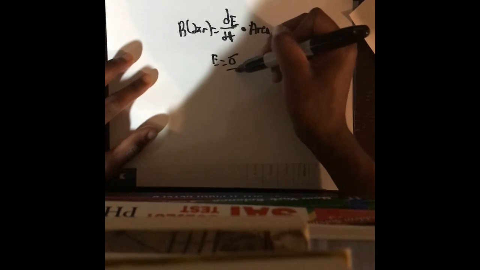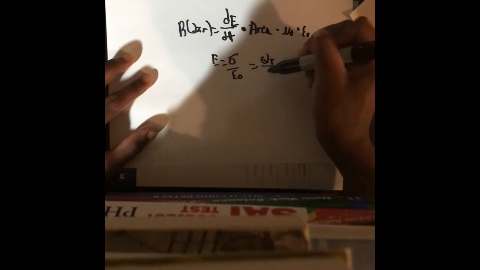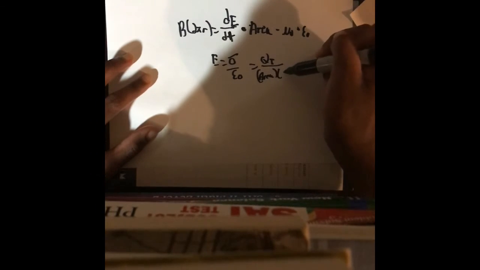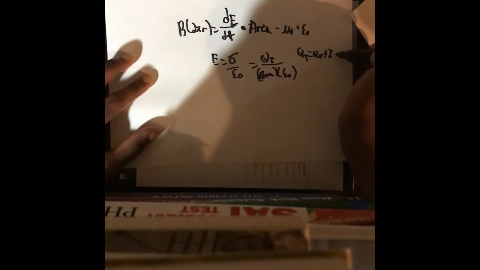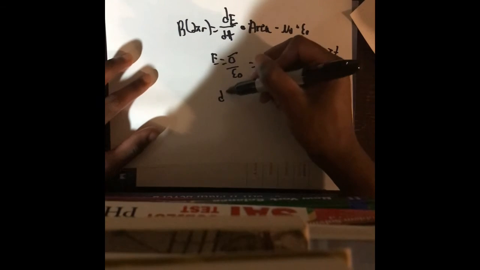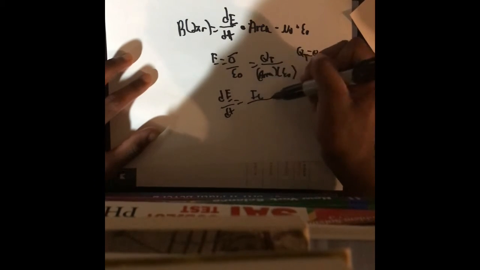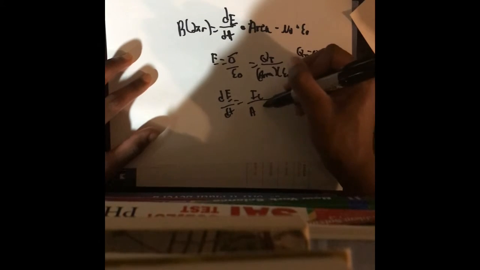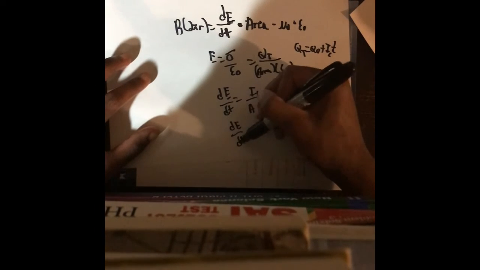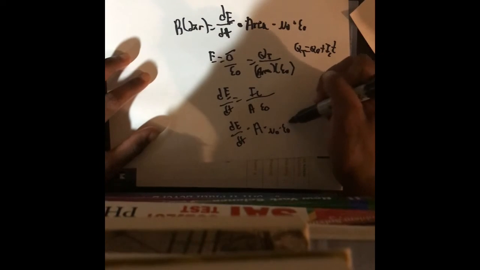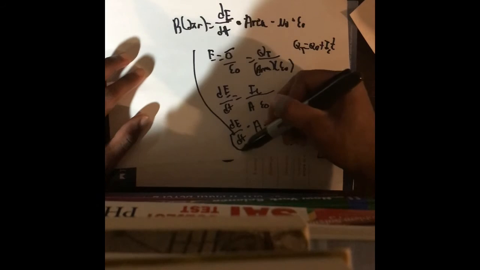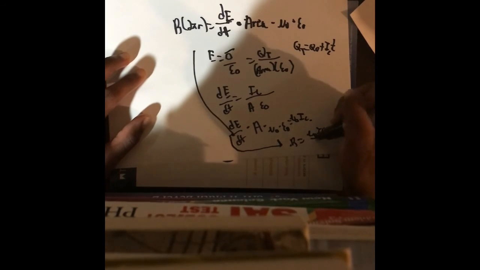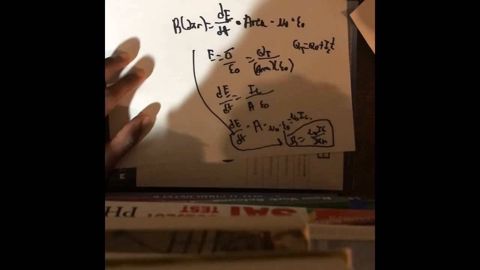And we know that E is equal to sigma over epsilon sub naught, and sigma is equal to just Q over A. And since Q is a function of time, we could write Q as the initial charge plus the current times time. So taking the derivative of that, we get that dE/dt is equal to I sub c over area times epsilon sub naught. And multiplying that by area times mu naught times epsilon sub naught, we get that that's equal to I sub c times mu naught. And now doing B times 2 pi r is equal to that, we get that B is equal to mu naught I sub c over 2 pi r, which is the same answer as we got before.